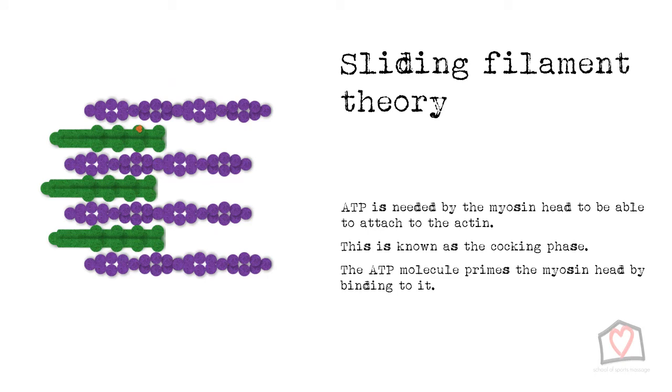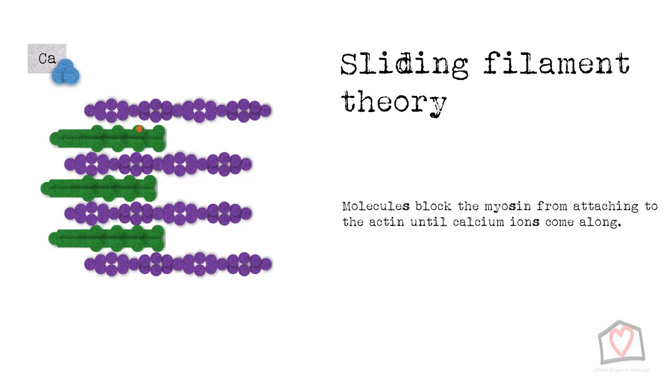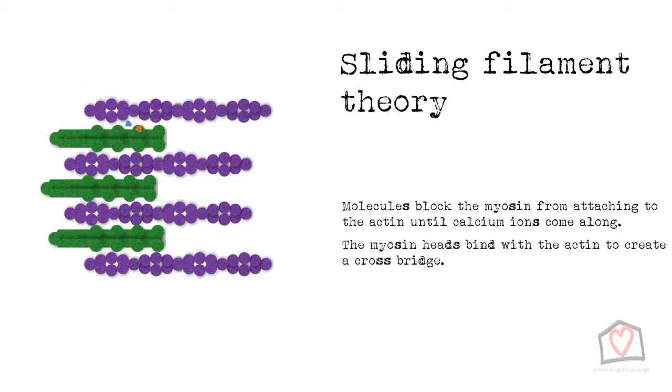We need calcium too. Molecules at the binding site on the actin block the myosin from attaching until calcium ions come along and move them out of the way. This allows the myosin heads and the actin binding site to bind or create a cross bridge.